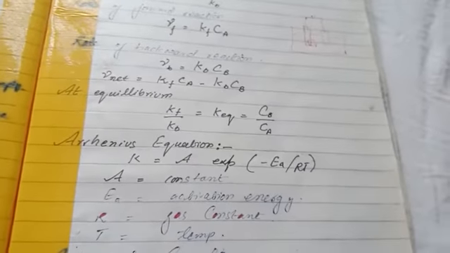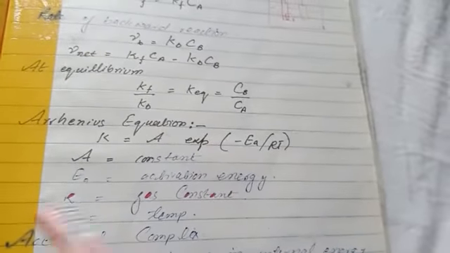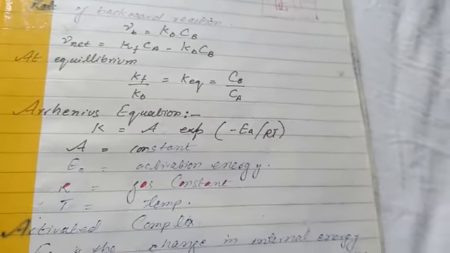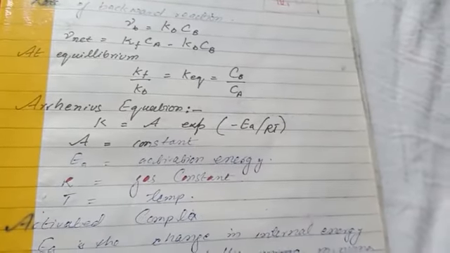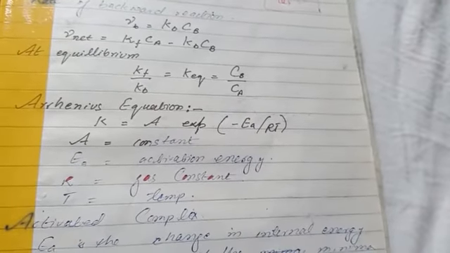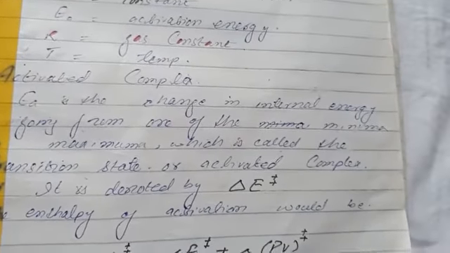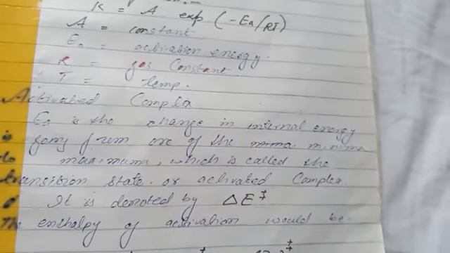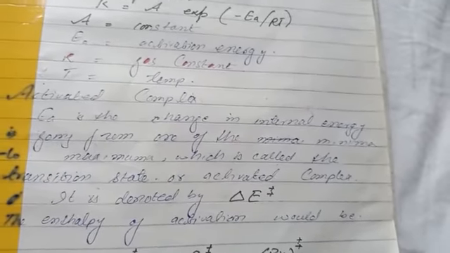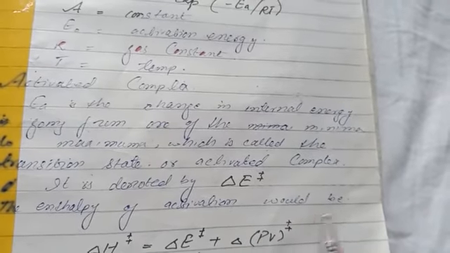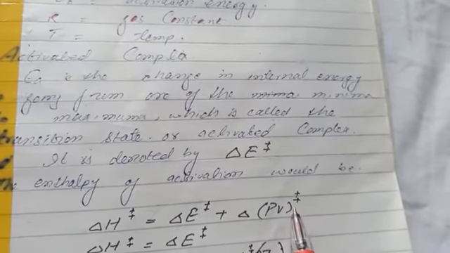The equilibrium constant is expressed in terms of the Arrhenius equation, where EA is the change in internal energy that is going from one of the minima to a maxima, which is called the transition state or activated complex. The energy of the activated complex or transition state is expressed in this form, and the enthalpy of activation would be equal to change in internal energy plus work done by the system.